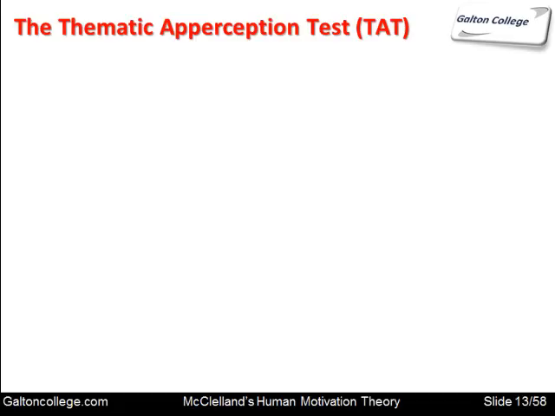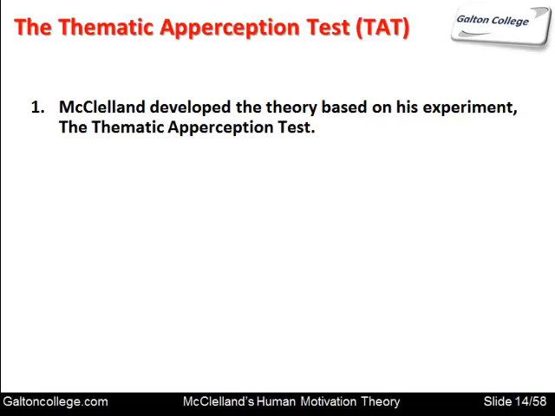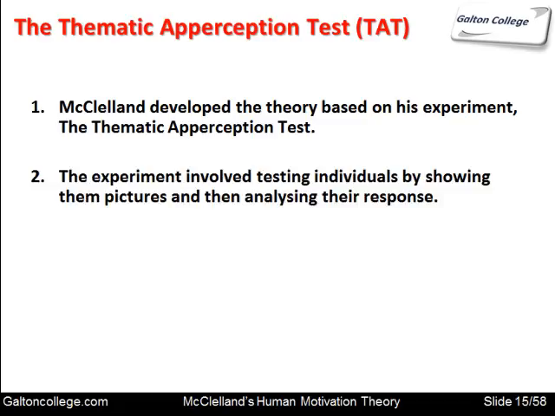Now, McClelland used what is called the thematic apperception test, TAT, to try to work out experimentally, to try and determine which need dominated and the nature of the needs. So he developed this and looked at the test and tried to apply the test to determine which needs dominate and the relationship between the needs in individuals.